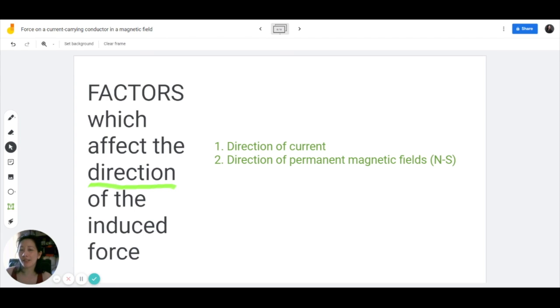So I hope you have found this video educational and helpful in understanding how a force is induced in a current-carrying conductor in a magnetic field.